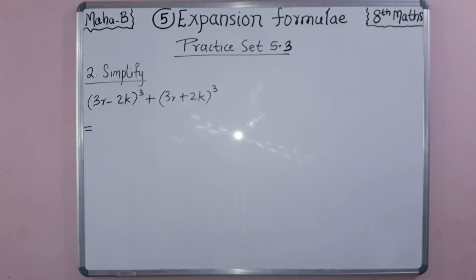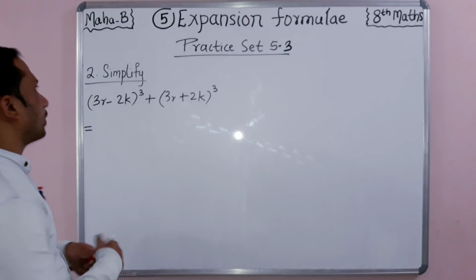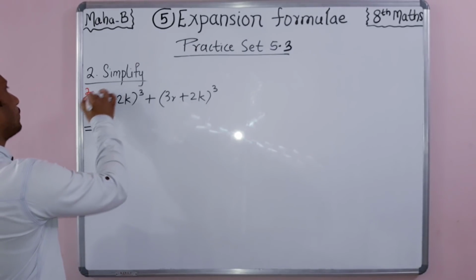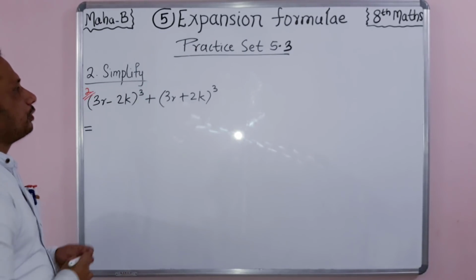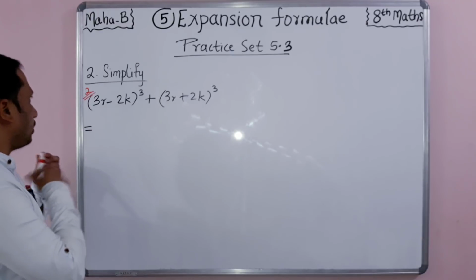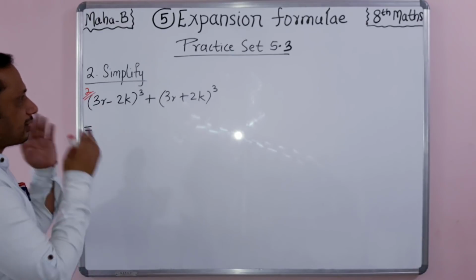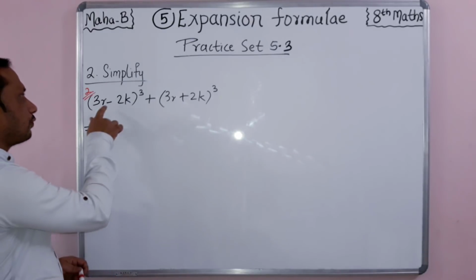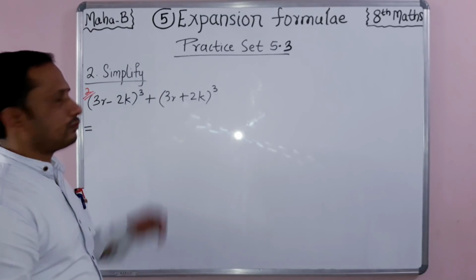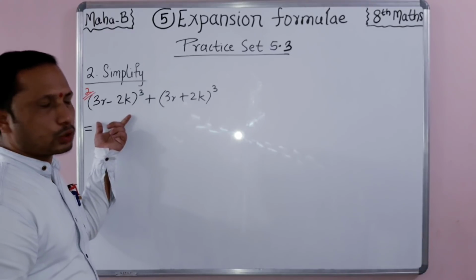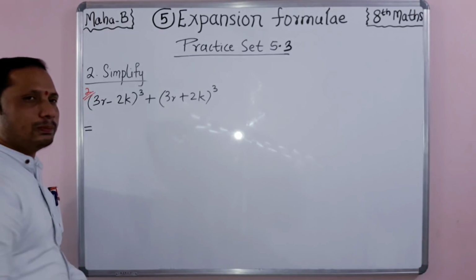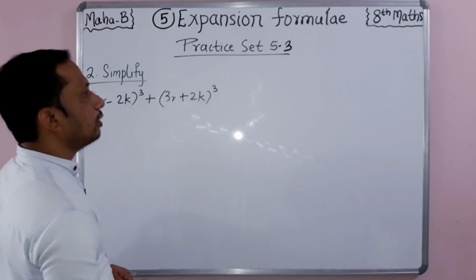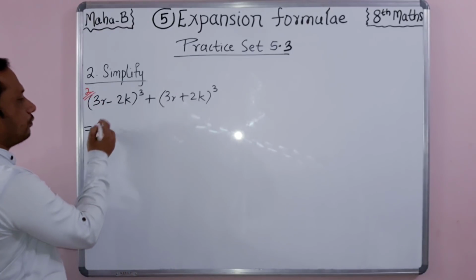Okay student, this is the second problem from Simplify, practice set 5.3. What is the problem, student? (3r minus 2k) cube plus (3r plus 2k) cube. Okay, so first is minus, second is plus. So first use the minus formula (a minus b) cube, and second use the plus formula (a plus b) cube. So what is the formula, students?